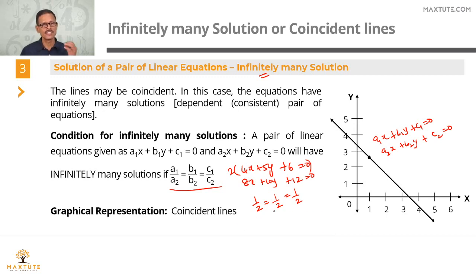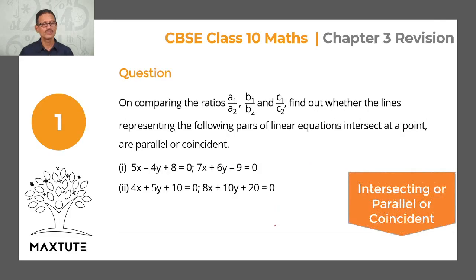So, we know 3 things. Unique solution when a1 by a2 is not equal to b1 by b2. No solution when a1 by a2 equals b1 by b2 but is not equal to c1 by c2. Infinitely many solutions when a1 by a2 is equal to b1 by b2 is equal to c1 by c2, right? So, concept number 1 done. Let's quickly look at how this is tested.